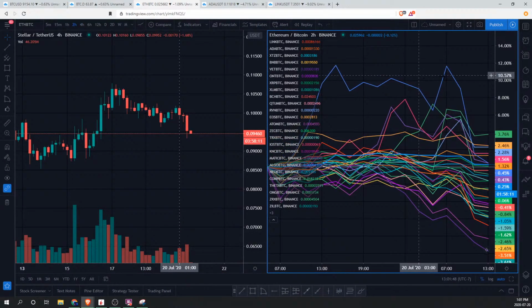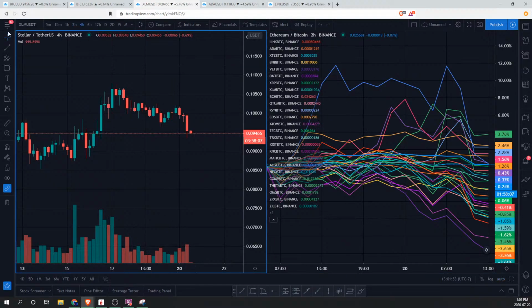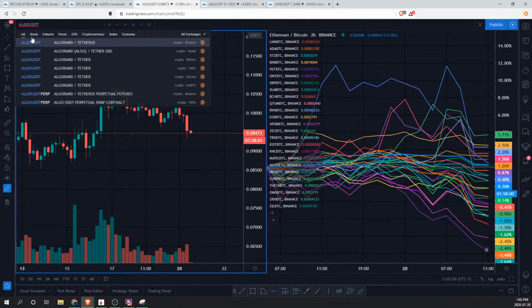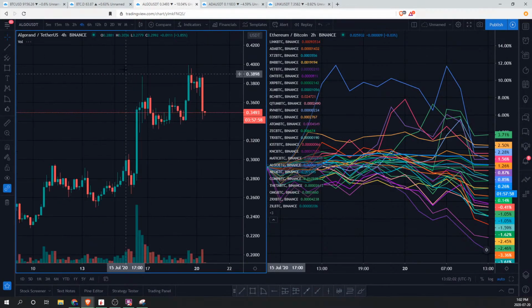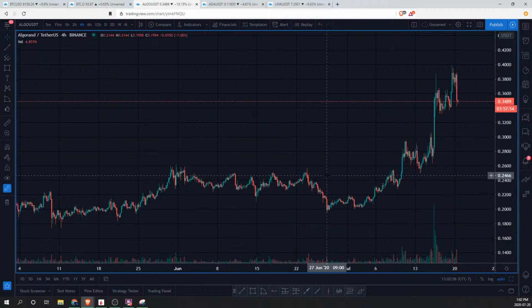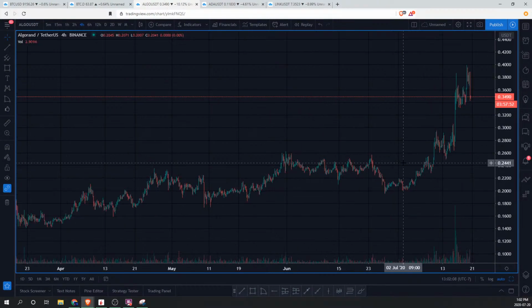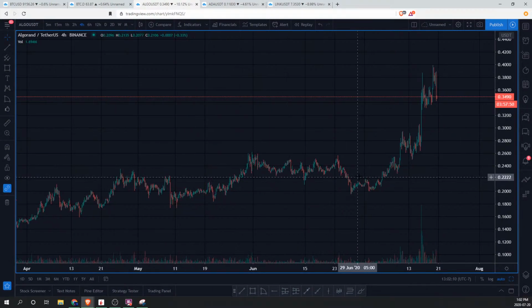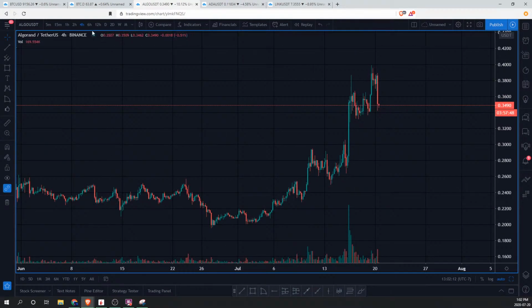All right, let's take a quick look at the 2 hour chart here. Not a lot is moving to the upside. We see stuff like Algo that was doing really well. Algo USDT, not on Oanda, but on all exchanges. So let's look at Algo, which was doing really well since around, let's say, July 1st. Around there, it's just been on a massive move to the upside.